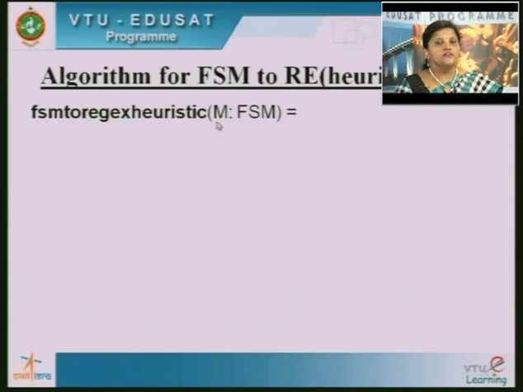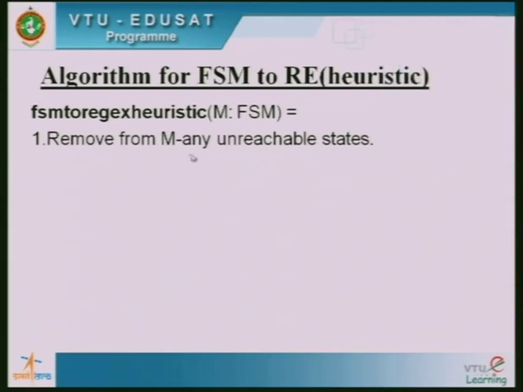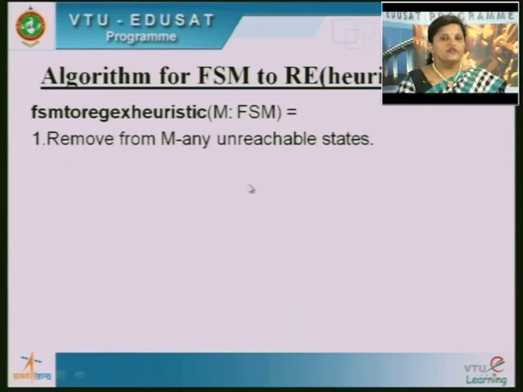The input is the finite state machine M. The first step is to remove from M any unreachable states. Unreachable states means that from the start state, if any of the states are not reachable, or if you have dead states also, you can remove those states because they are of no use. Unreachable states are the states you cannot reach, and dead states are the states you can reach but there is no way to come out from them. Those two you can remove in the first step.